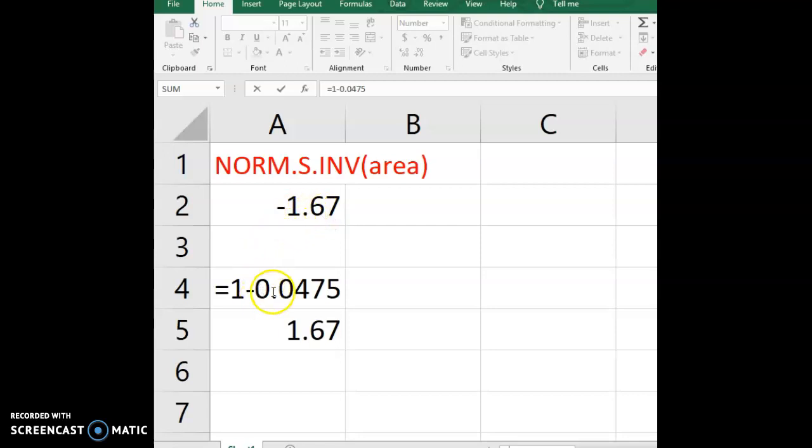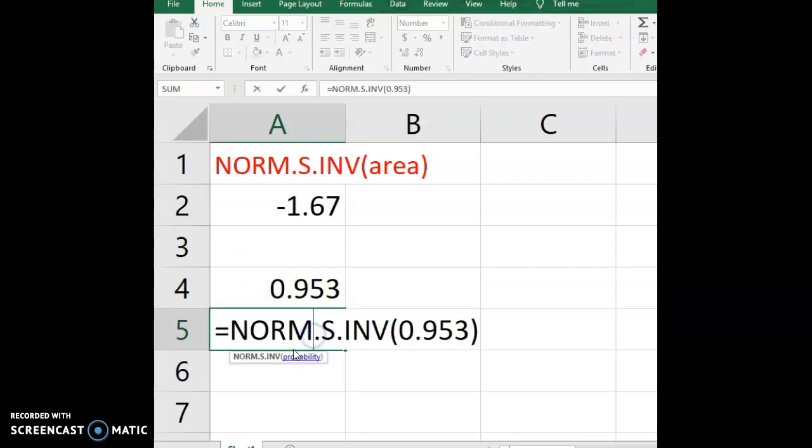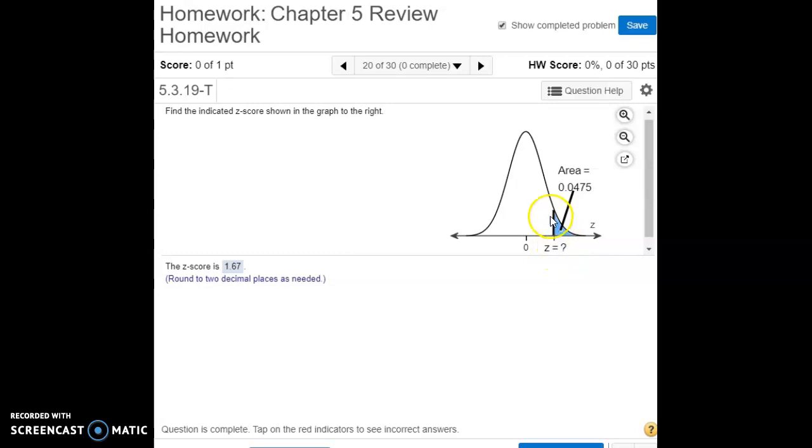Or you can think of it this way. We're looking for 0.0475 to the right. So how much would we be looking for to the left? Well, 1 minus 0.0475 gives us that result. So equals norm.s.inv, type in that result. Then we get the z-score that would have that much to the left. And that's the same z-score that would have the amount we're looking for to the right.